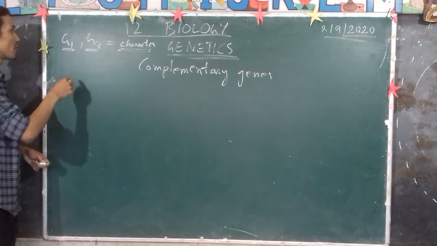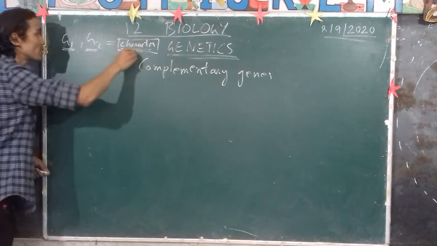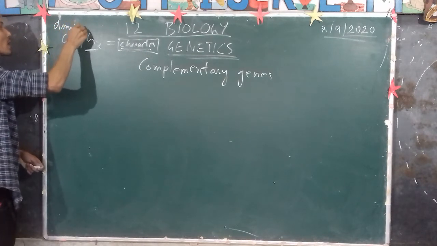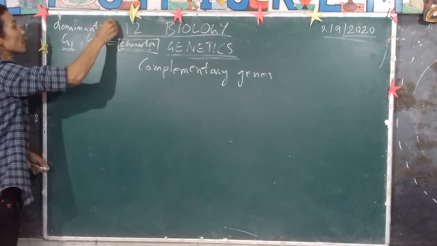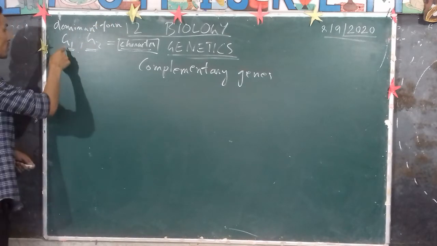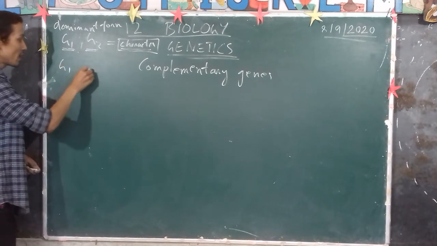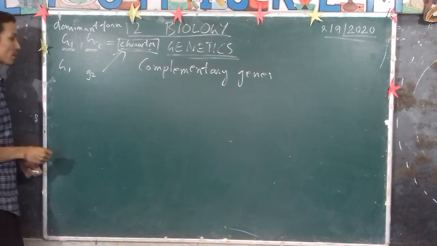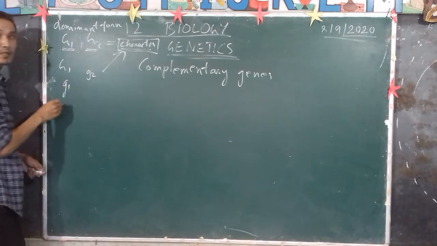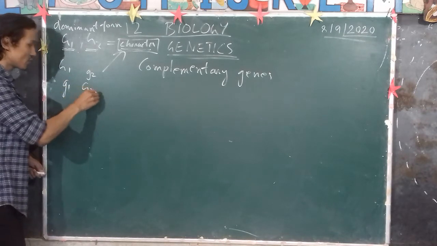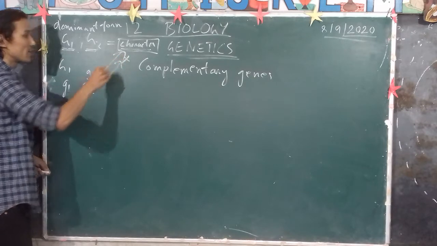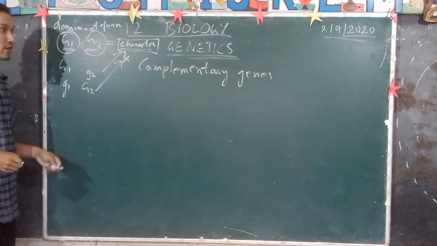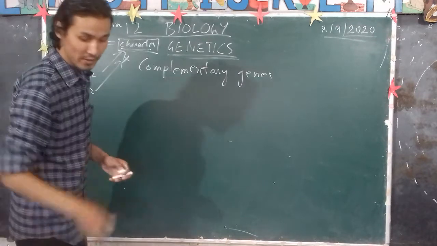The other thing you have to remember is, for this character to be expressed, both the genes that are involved have to be in the dominant form. Suppose if G1 is in the dominant form and G2 is in the recessive form, then you don't get this same character. Again, if G1 is in the recessive form and G2 is in the dominant form, you don't get this character. You get this character only when both are dominant. This is an example of complementary genes.